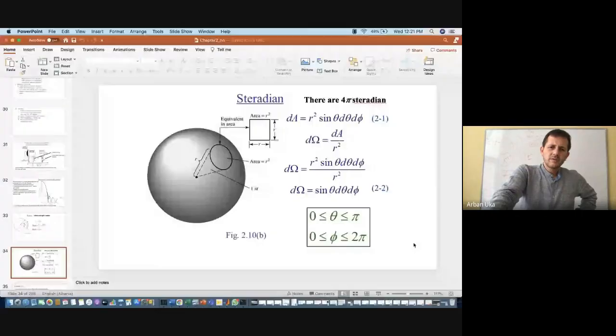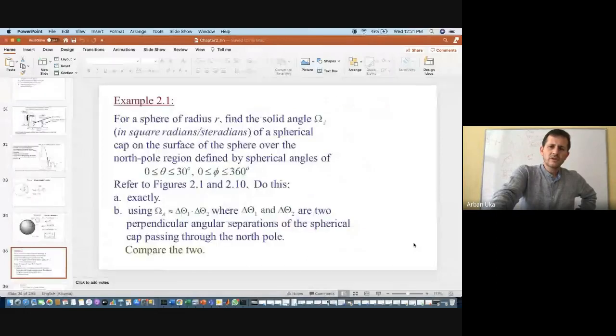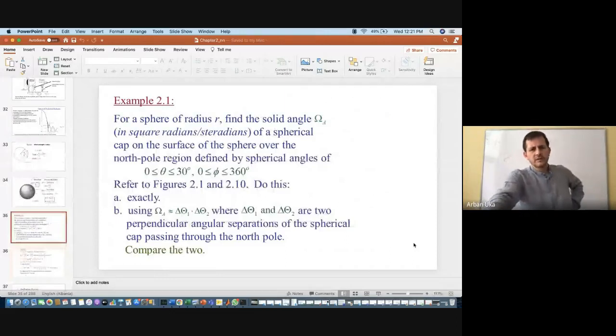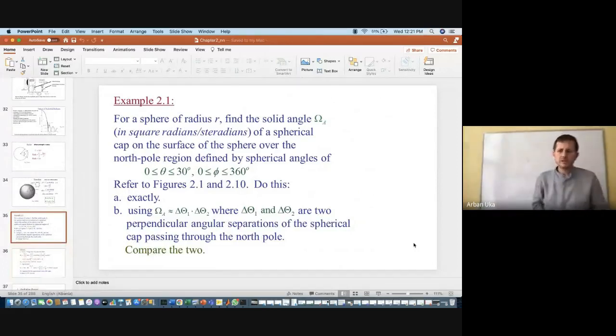So it's something like a small revision of how the spherical coordinate system can be defined. So let's see what we have here. For a sphere of radius r, find the solid angle in square radians per radian for a spherical cap. Here we are given the angle theta from 0 to 30 and phi from 0 to 36. So apparently what this is looking for is the angle which can be defined.